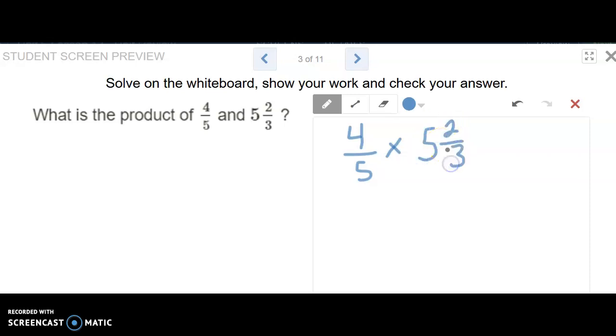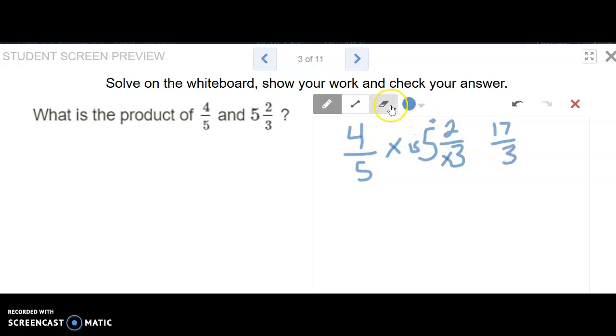Okay, right away, I see that I have this mixed number. And we cannot multiply or divide fractions when they have mixed numbers. So we need to turn it into an improper fraction. So let's do that first. So 3 times 5, that's 15. And 15 plus 2 is 17. So that's going to be 17 over 3.